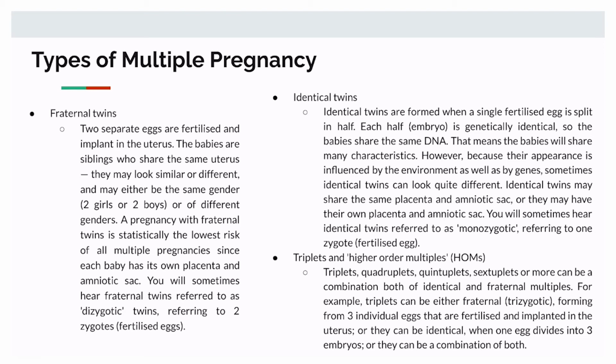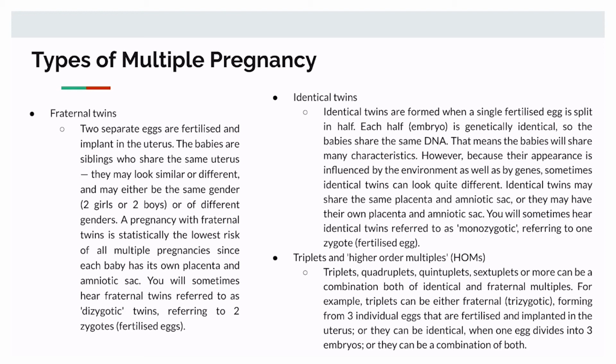They may look similar or different and may either be the same gender, like two girls or two boys, or of different genders. A pregnancy with fraternal twins is statistically the lowest risk of all multiple pregnancies, since each baby has its own placenta and amniotic sac. You will sometimes hear fraternal twins referred to as dizygotic twins, referring to two zygotes.